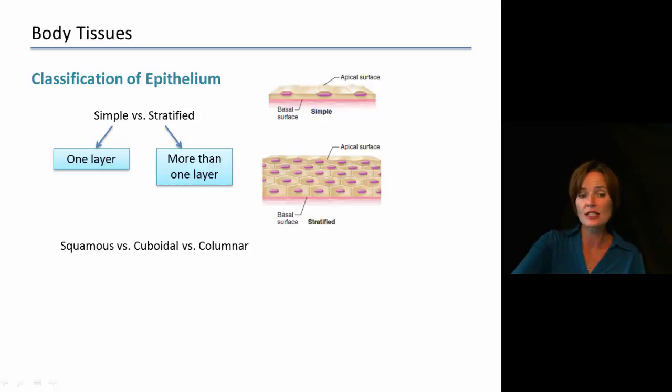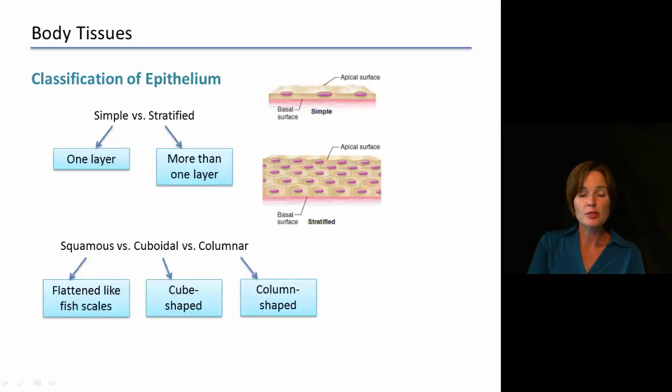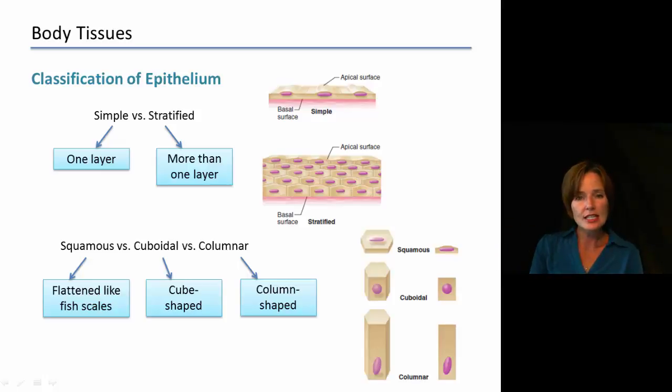We can also classify the epithelial tissue according to the shape of the cells that are there. We have what's called squamous, cuboidal, and then also columnar. The shapes of them are listed below. You can see that the squamous are going to be very flattened cells, so almost like fish scales would be. The cuboidal are cube-shaped, and the columnar are going to be column-shaped, or very long and cylinder-shaped. Here you can see the different shapes and how they do compare.